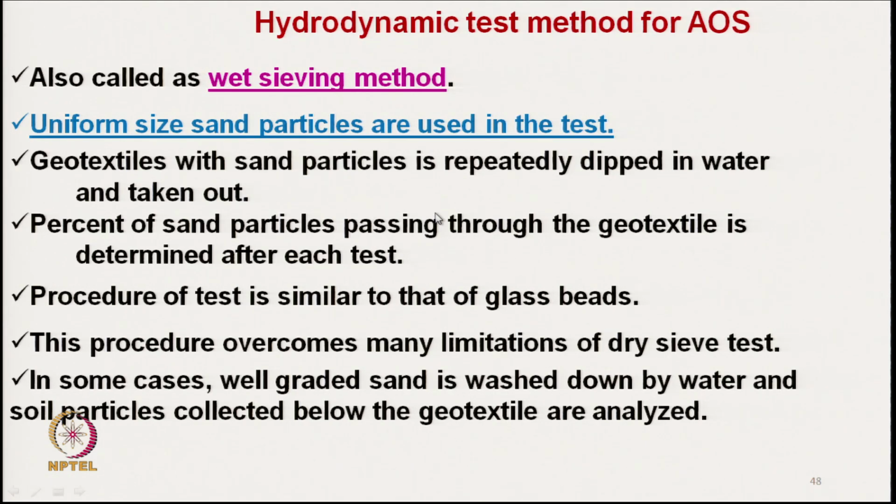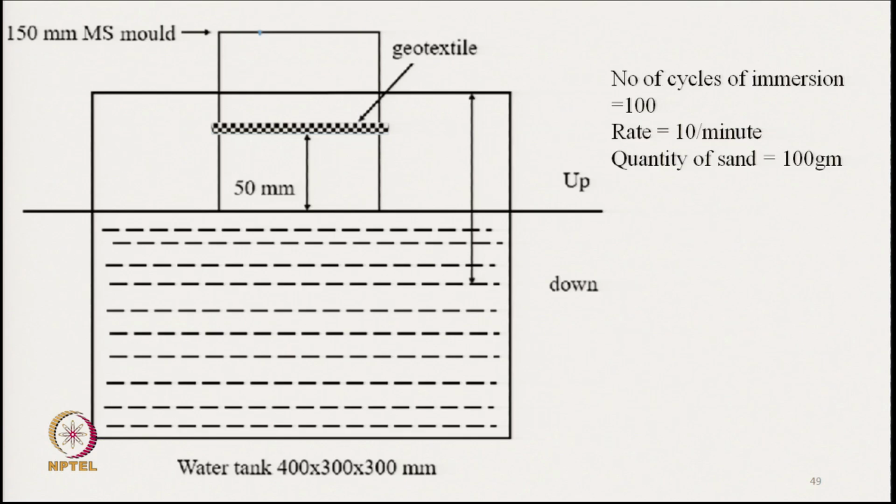Geotextile with sand particles is repeatedly dipped in water and taken out, and dipped again, so that there is a movement created. Percent of sand particles passing through the geotextile is determined after the test. This is similar to the dry sieving test, but this process overcomes many limitations of the dry sieving process, like the static electricity generation is eliminated.